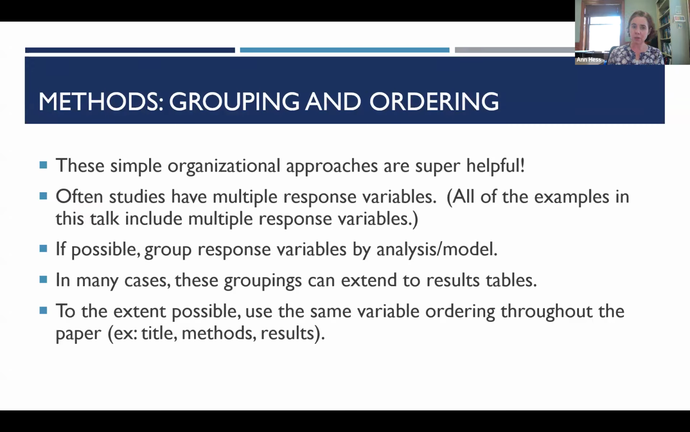In many results, these groupings can extend to the results table. And to the extent possible, use the same variable ordering throughout the paper. Again, this has nothing to do with statistics. It's just a simple organizational strategy that's going to allow someone new to the project to follow and absorb the information more quickly. That might even be presenting the variables in the same order in the title, in the methods, and in the results section. And again, it's not always possible, but I think these simple strategies are really, really helpful.